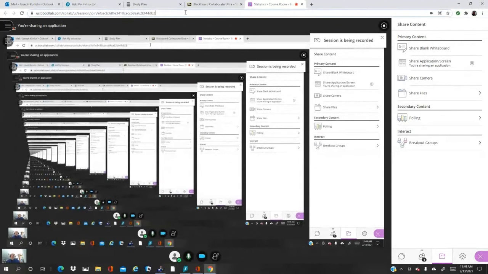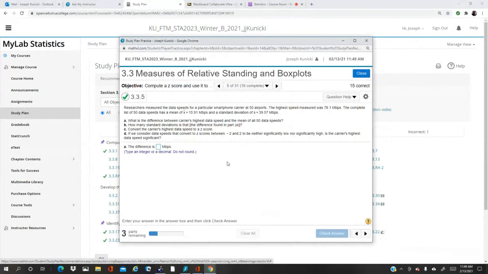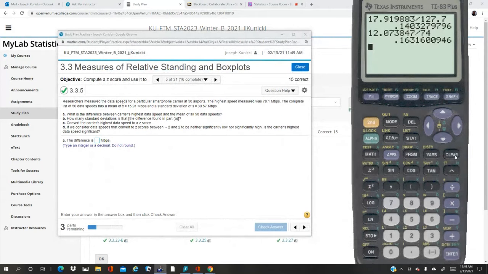So now we're going to do problem 335. So this one deals with standard deviations. First of all, what's the difference between the carrier's highest data speed and the mean? Well, the highest was 78.1 and the mean's 15.91, so just subtract. So we can use a calculator, make sure we don't get any numbers wrong.